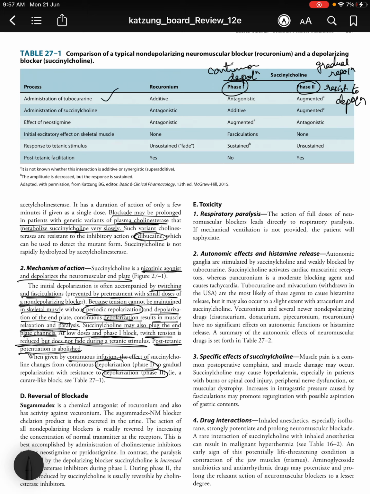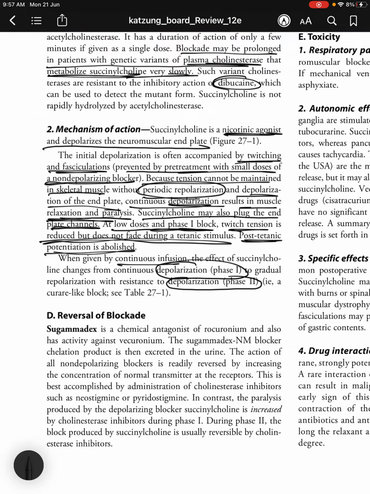Okay, so coming to the process, first administration of tubocurarine, which is a non-depolarizing NM blocker. So rocuronium is additive. Okay, phase 1, so it is antagonistic and phase 2 is augmented. Okay, it is not known properly. And then administration of succinylcholine, see it is antagonistic. Then rocuronium is additive. Phase 1 is additive and phase 2 is augmented. Effect of neostigmine, okay, you can just look at this table right here.